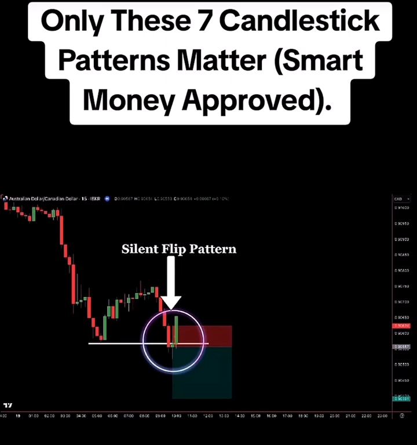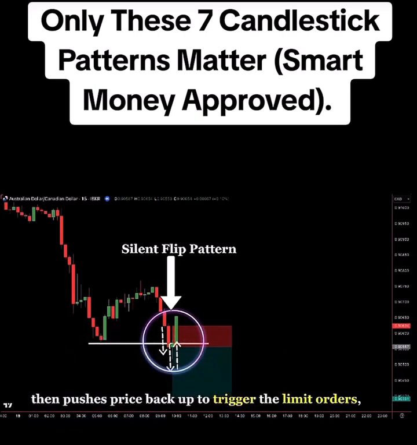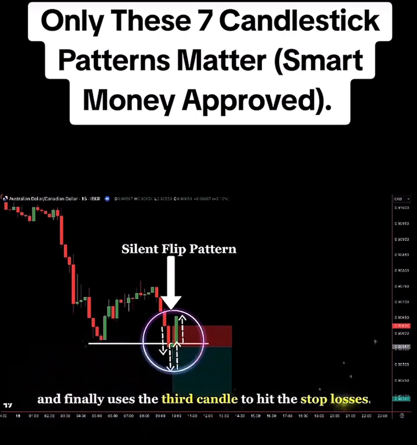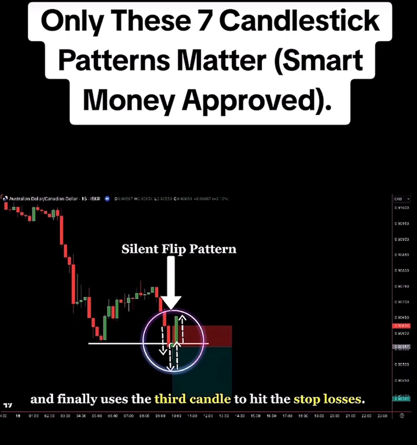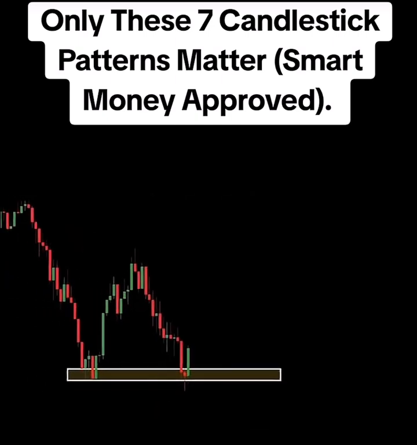3 candles, 1 engineered trap. Smart money first breaks the level to trigger retail entries, then pushes price back up to trigger the limit orders, and finally uses the third candle to hit the stop losses. And just like that, retail traders are trapped. The move they thought was a breakout was just a setup for the real reversal. From there, the market flips direction and starts trending upward, leaving smart money in control, and retail traders stopped out and confused. Look at another chart.